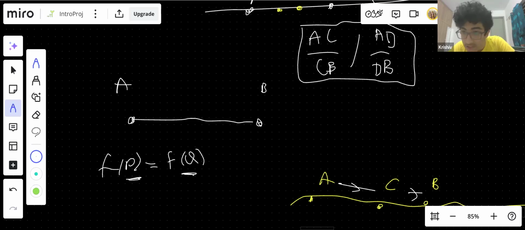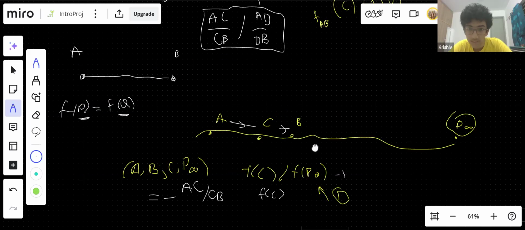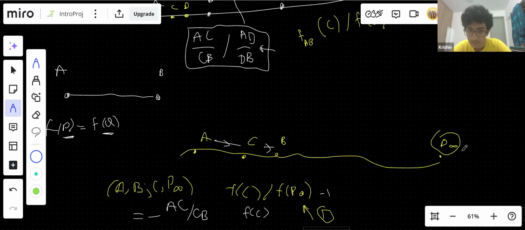Why is it negative? I guess f of p infinity is equal to -1. It's p infinity over p infinity b, right? The direction is the opposite. So that's why it's negative. I hope that question was meant for this.